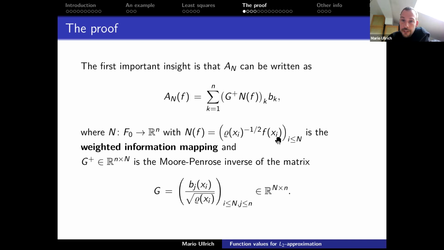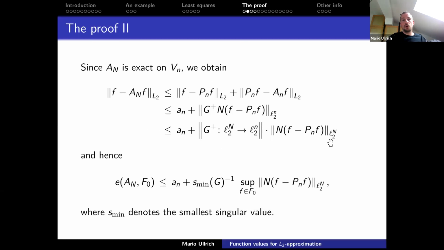Here are the function values in it. It's the information I'm computing. I scale that by my density for technical reasons. G plus is the Moore-Penrose inverse of this matrix. You see, there's our basis involved, and again, there's the density involved. Okay, so that's the first insight one should have.